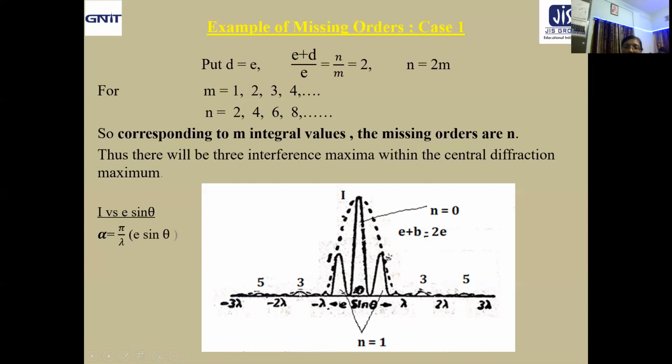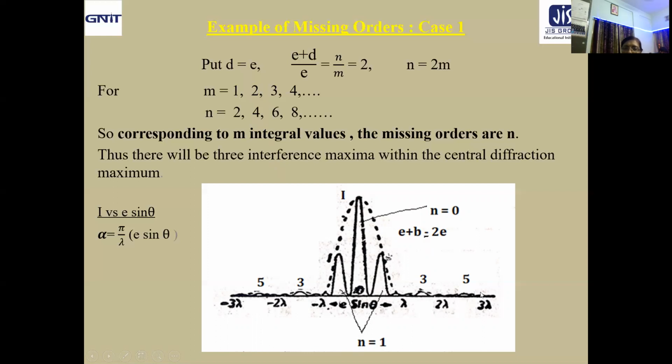Third order interference maxima will coincide with the secondary or subsidiary maxima of the single slit diffraction pattern. And what about the fourth order? Fourth order will coincide with, will superpose with, the second order minima of the diffraction pattern. Similarly, what about the next one? Fifth order interference maxima will be visible, though the intensity is drastically reduced, but it is very much there.